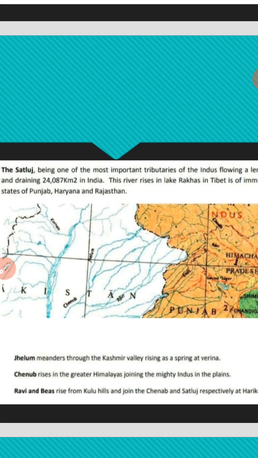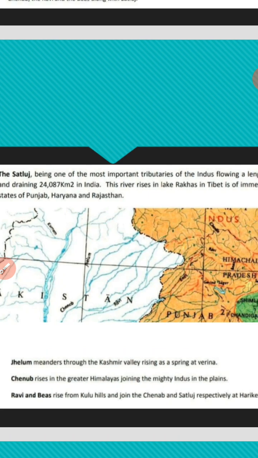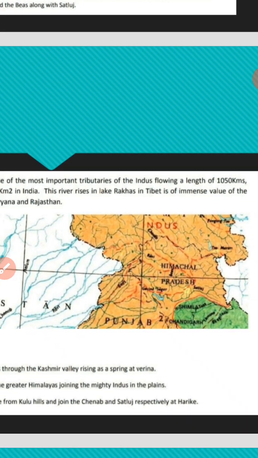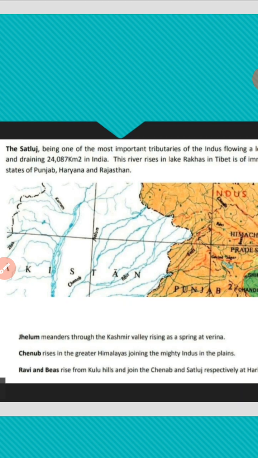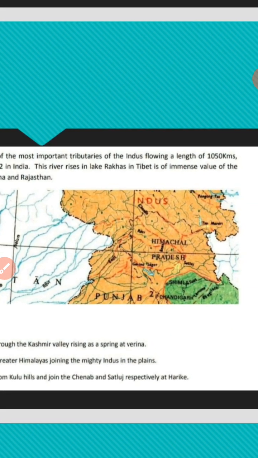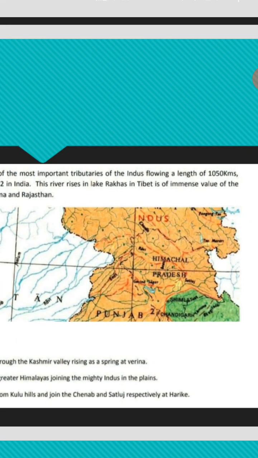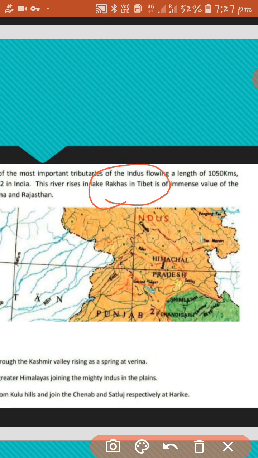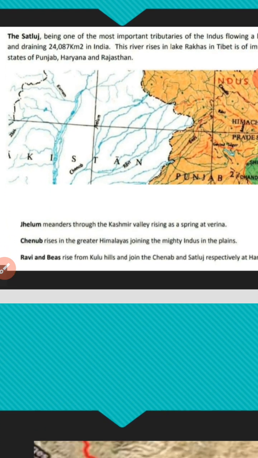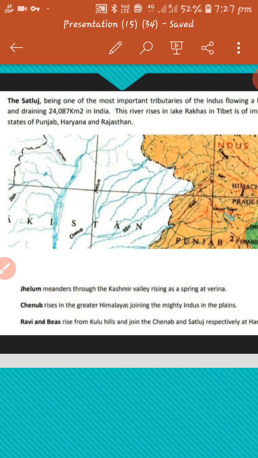The Sutlej, being one of the most important tributaries of Indus, flows a length of 1050 km and drains 24087 km square in India. This river rises in the lake Rakas in Tibet and is of immense value to the states of Punjab, Haryana, and Rajasthan. The Jhelum, meandering through the Kashmir Valley, rises as a spring at Verinag. Verinag is the place where it originates.